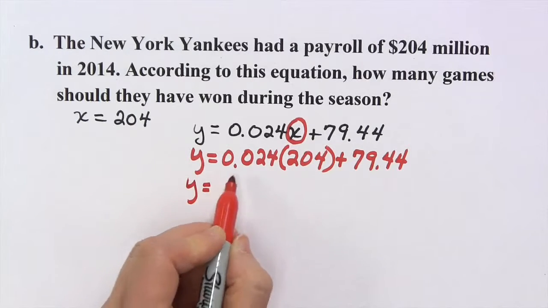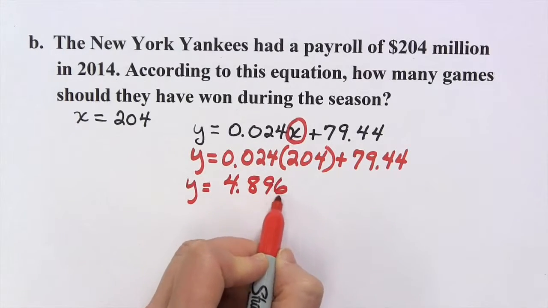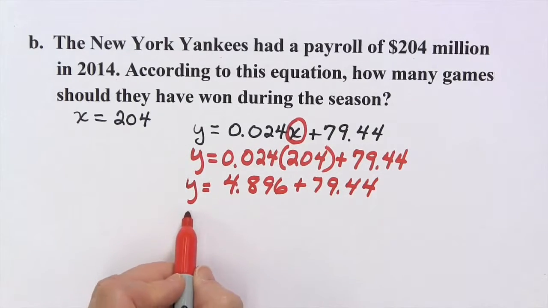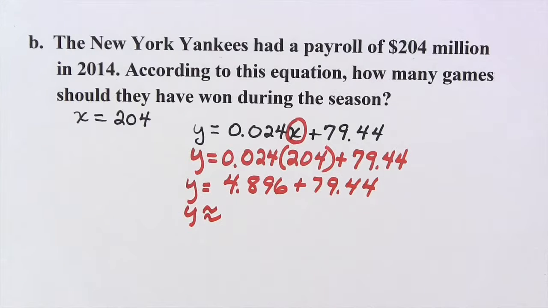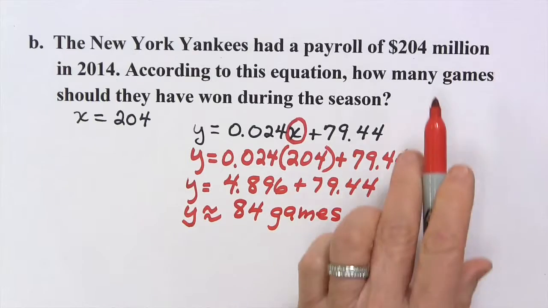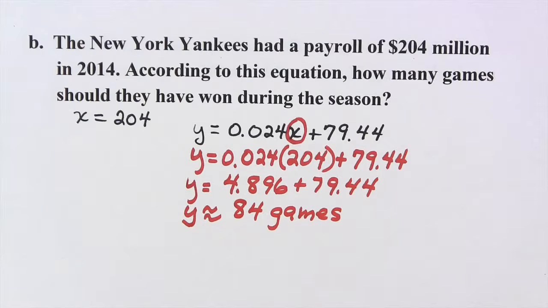So Y is equal to, if you multiply, I believe you get 4.896 plus 79.44. I'll let you add and then approximate by rounding to the nearest whole. If you add these two and then round to the nearest whole, you will have 84. And remember, that stands for 84 games. So with this payroll, this team should have won 84 games during their regular season. So that's part B, just getting used to that equation.